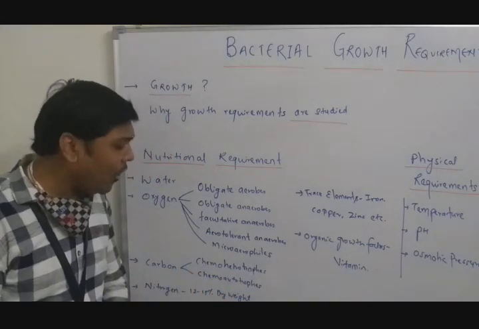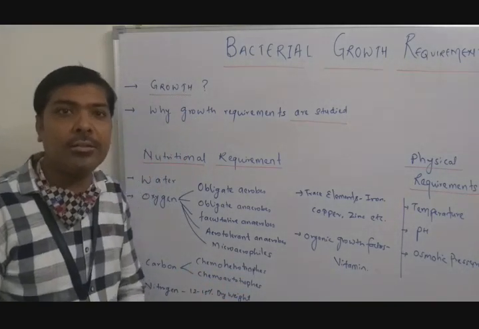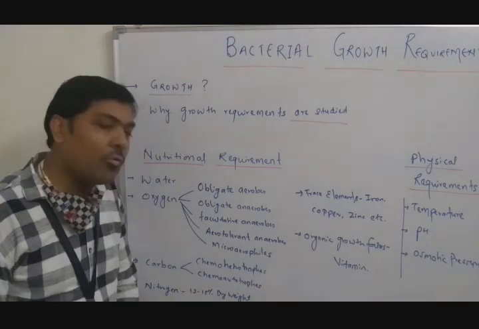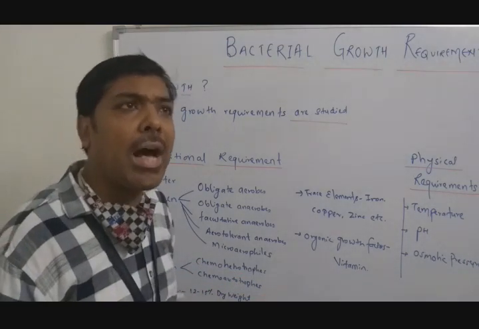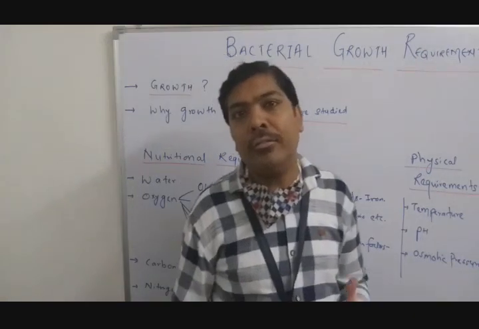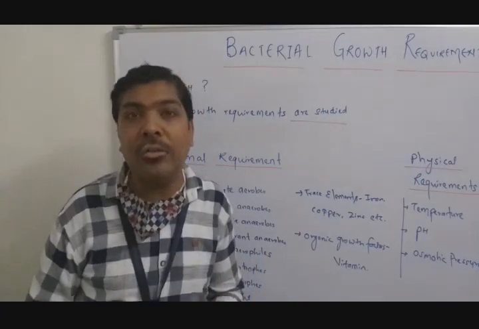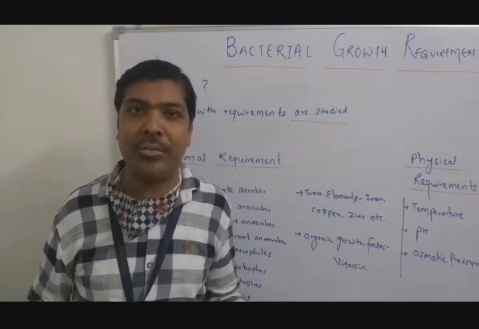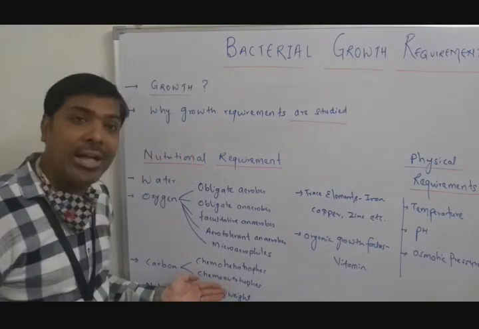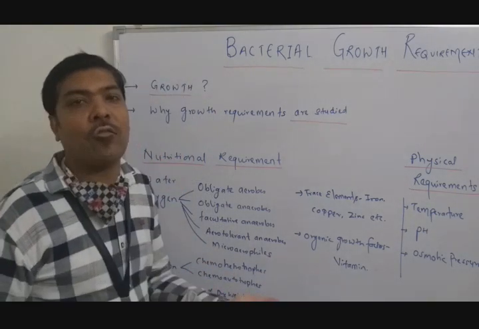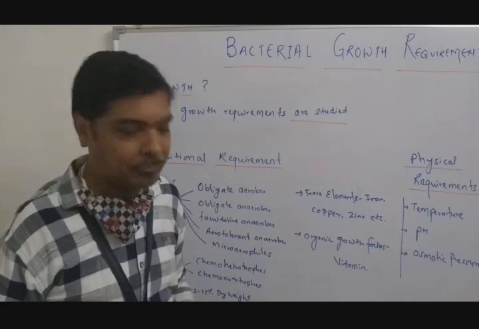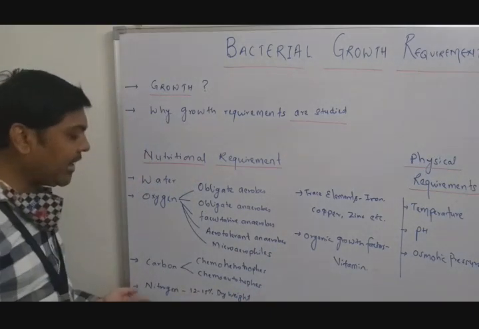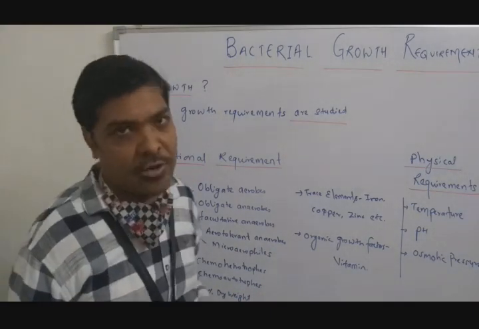The next category of the bacteria depending upon the carbon requirement is chemoautotrophs. Chemoautotrophs are the categories of the bacteria which actually do not depend upon the organic sources, but rather they can utilize the carbon directly from carbon dioxide. Now, coming to the next nutritional requirement, that is nitrogen.